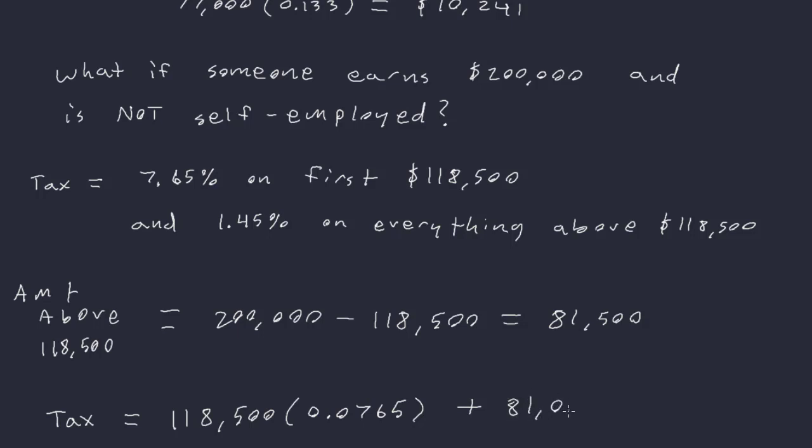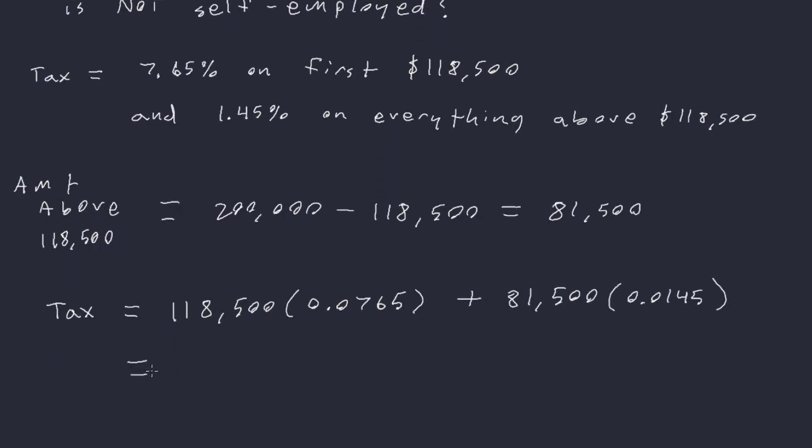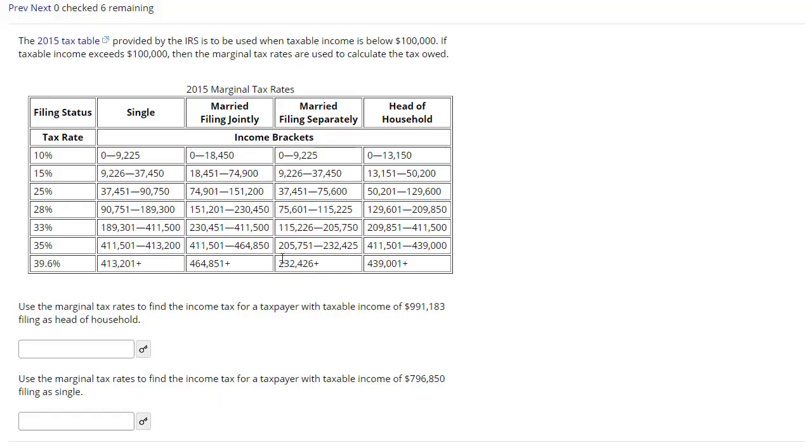Then it'll be plus the 1.45% on this amount, so this will be the $81,500 times 0.0145. Okay, and when we do this, we get 10,247. So that is how this tiered system works. This was a FICA situation. There are other ways of looking at income taxes.